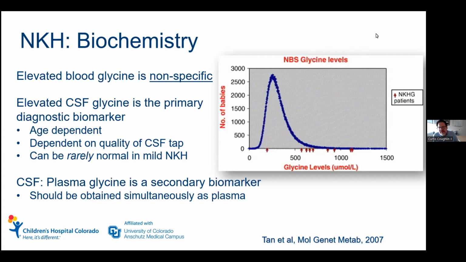The best way to diagnose NKH is through CSF glycine. CSF is not always perfect either, as we can see. It really is dependent on how good of a tap you have, and on the age of the patient, to be honest. Very few times, in fact just one or two that I can remember in the literature, patients with NKH can actually have a normal CSF glycine. In those patients, the plasma glycine to CSF glycine ratio was still helpful. So it is always recommended to get both of those at the same time.